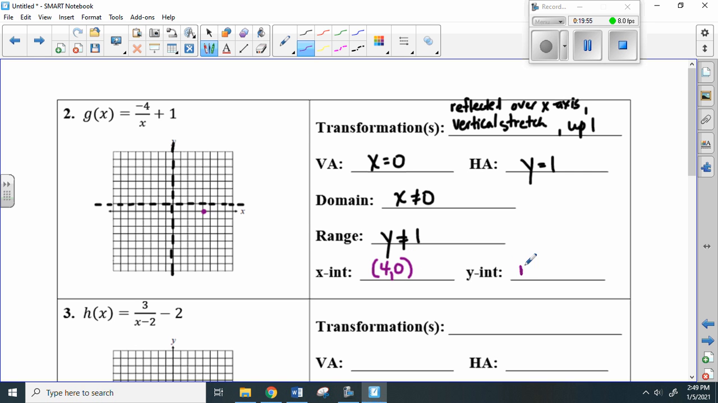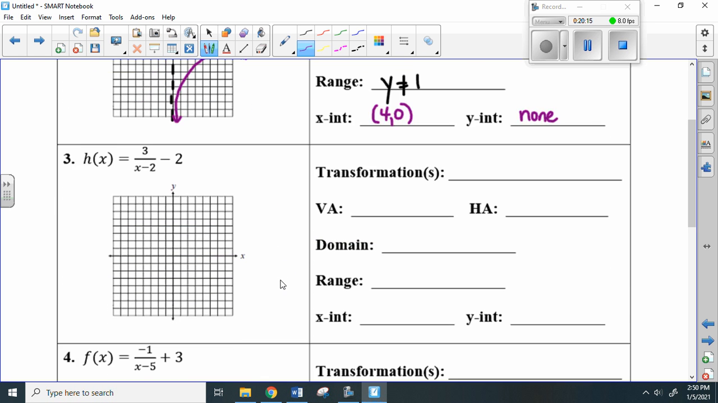We cannot have a y-intercept if there's an asymptote on it. And then we just do our best to draw our curve. Try really hard not to cross the asymptotes. Okay? All right.